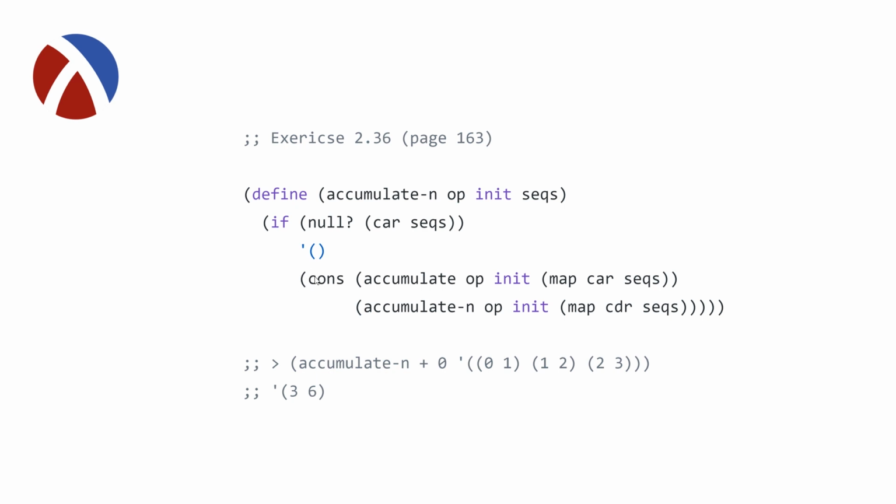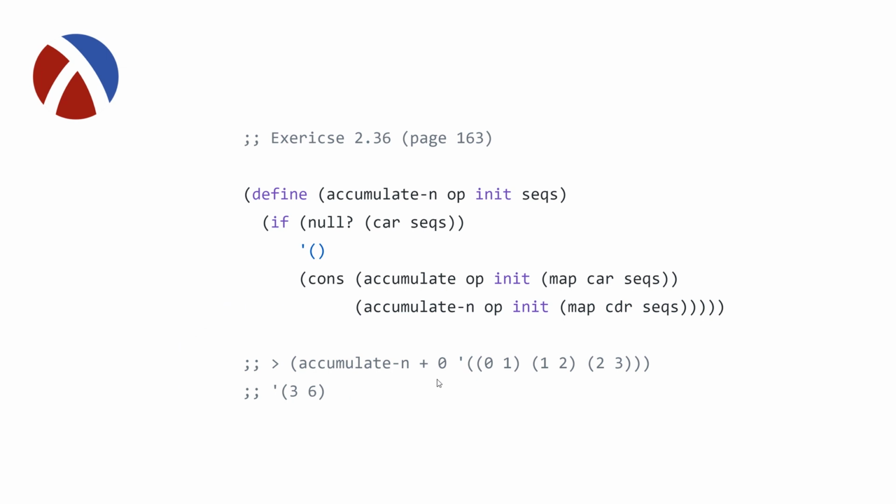And then we're making a recursive call to accumulate-n, where we're ferrying along op and init to do the next time we need to accumulate. And then we're calling cdr and mapping this over seqs to basically drop the first element so that we can continue to do this on each of the first elements for the subsequent recursive calls to accumulate-n.